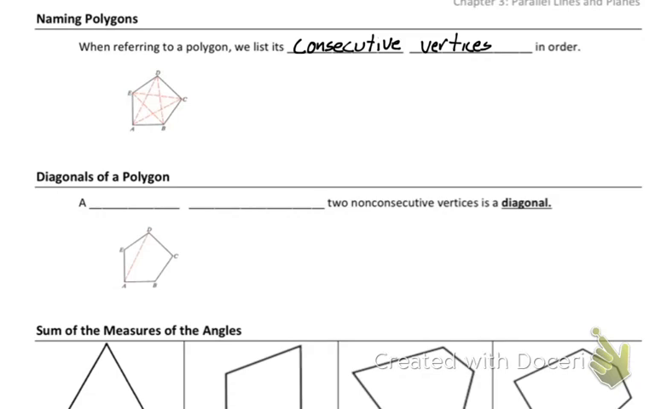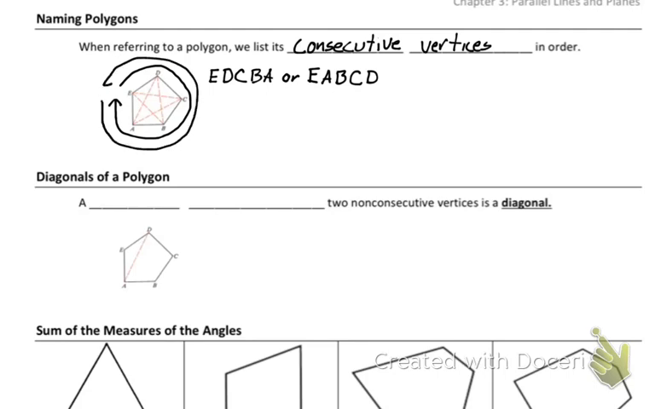So let's go ahead and just start with E. A way I could name this is E, D, C, B, A. And that would be going basically clockwise, counting all the way around. I'm allowed to go the other direction as well. Or I could have E, A, B, C, D. And that would just be going the other way.